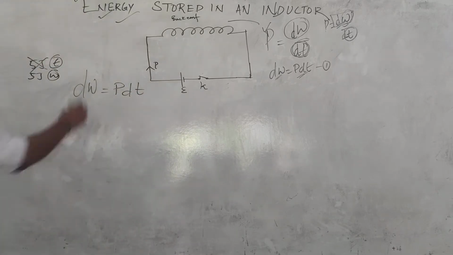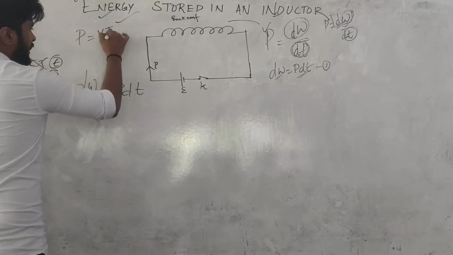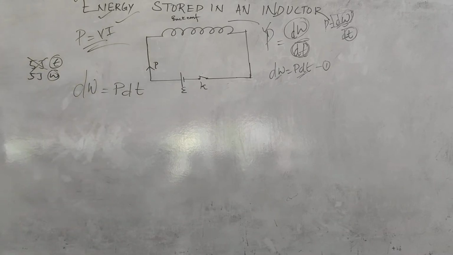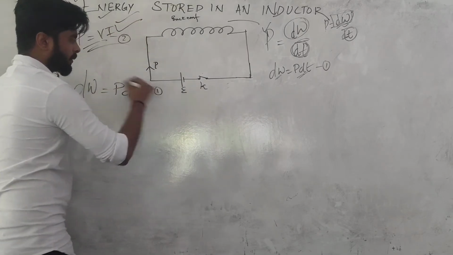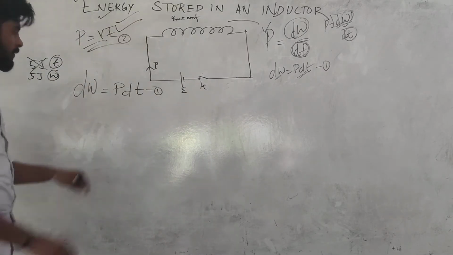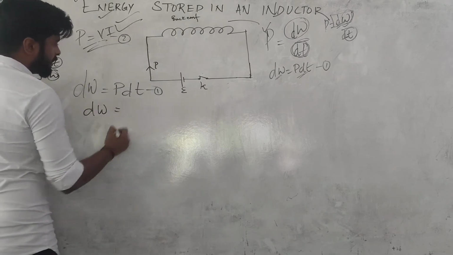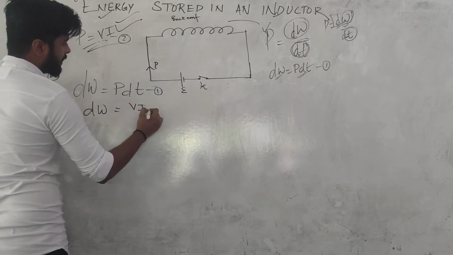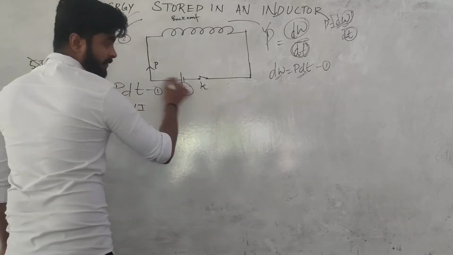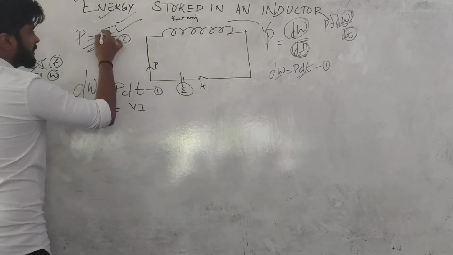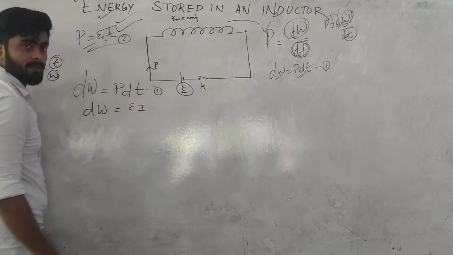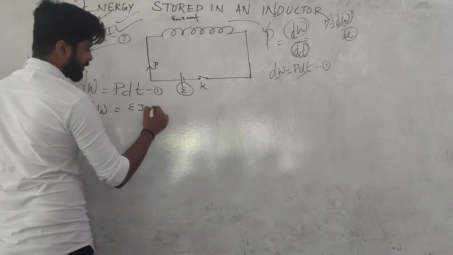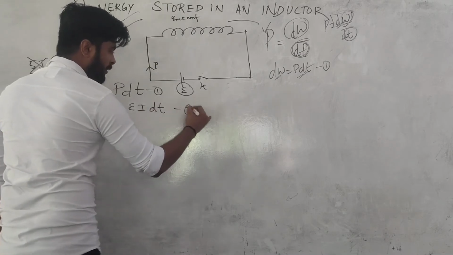Right? And you know that power is equal to VI from your previous classes. Power is equal to voltage into current. So power is VI. This is equation number 2. This is equation number 1. Substituting 2 in 1, what will you get? dW is equal to VI dt. Here we have EMF, right? So instead of V we can write E. So instead of voltage we can write EMF. So EMF into current into dt. This will be your main equation.